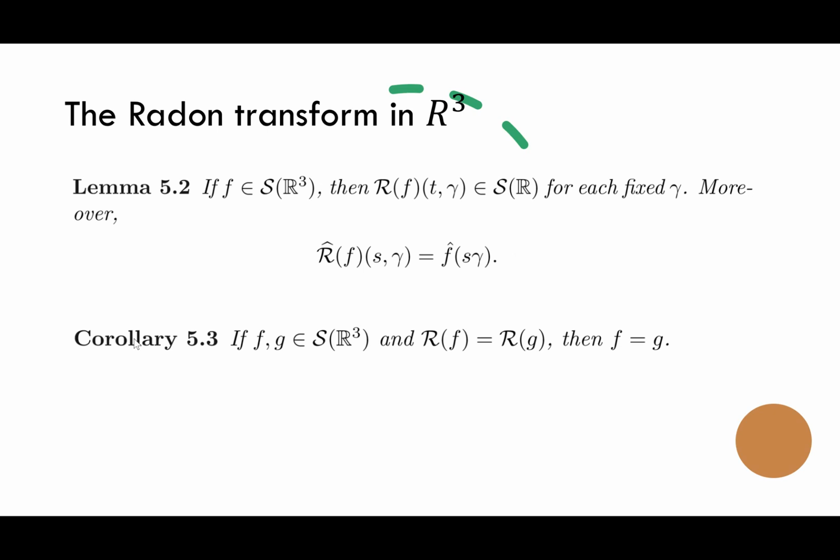For the uniqueness problem, first we can use a very essential relation between the Radon and Fourier transform to get this lemma: if f is in S(R3), then Rf(t, gamma) is in S(R) for each fixed gamma. Moreover, R hat f(s, gamma) is equal to f hat(s gamma). Here, f hat is the three-dimensional Fourier transform of f, and R hat f(s, gamma) is the one-dimensional Fourier transform of Rf(t, gamma) as a function of t with gamma fixed.